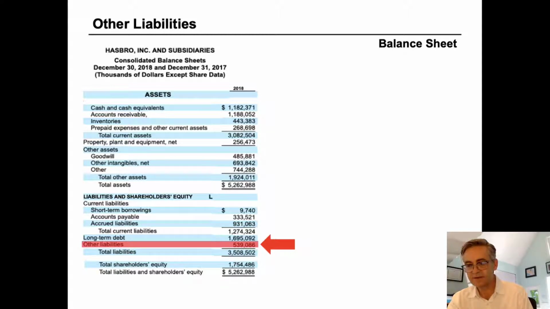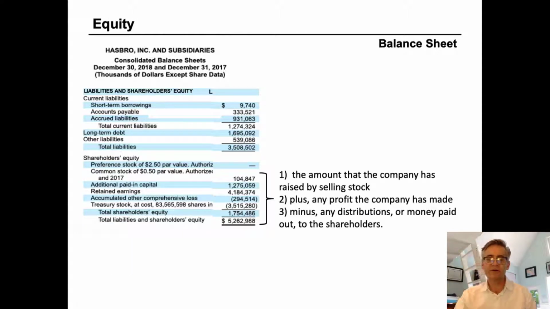Now let's take a closer look at equity. Now look, I think that some people get confused at the equity portion of the balance sheet because it looks rather complicated. But there are really only three things that are going on in the equity section. Equity is, one, the amount that the company has raised by selling stock. Two, you add to that any profit that the company has made. And three, you subtract any distributions or money paid out to the shareholders. That's effectively what's happening in the equity section.